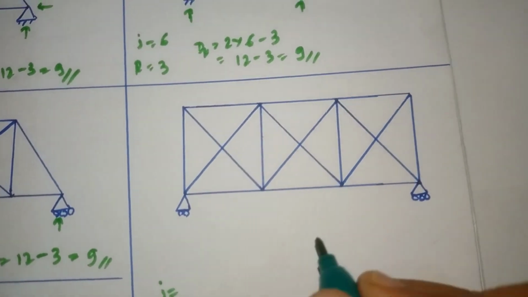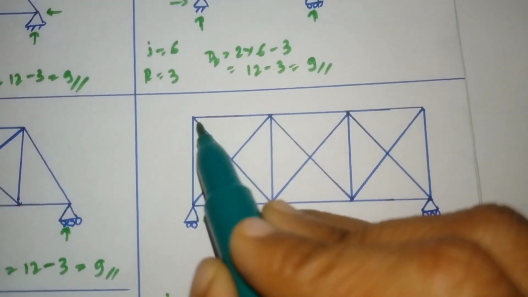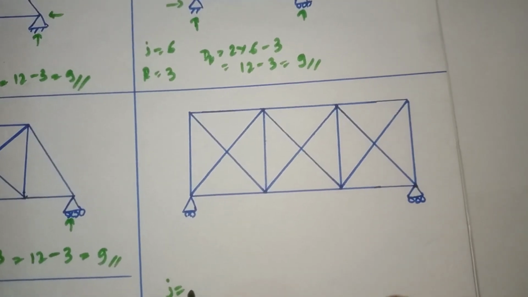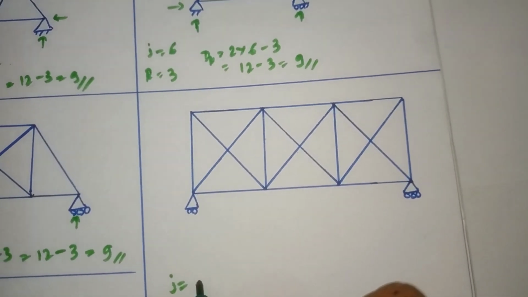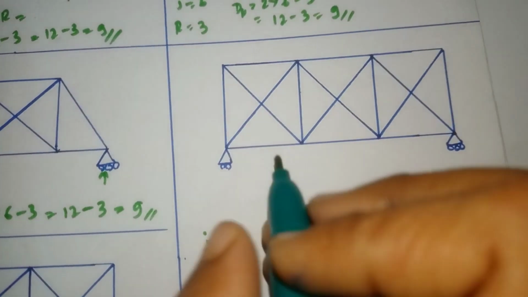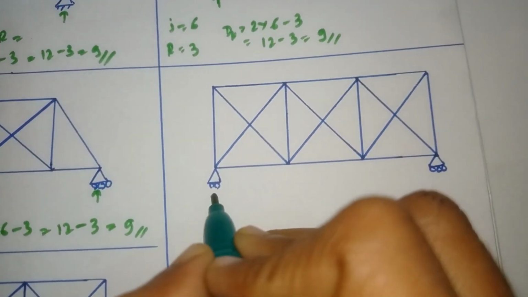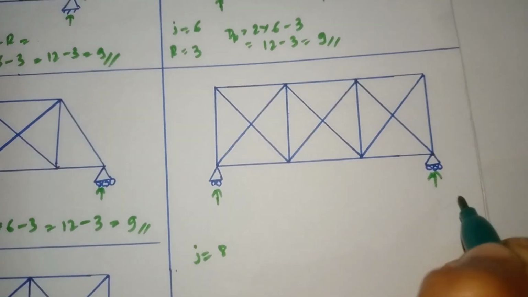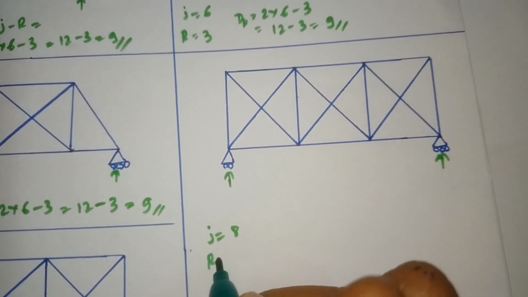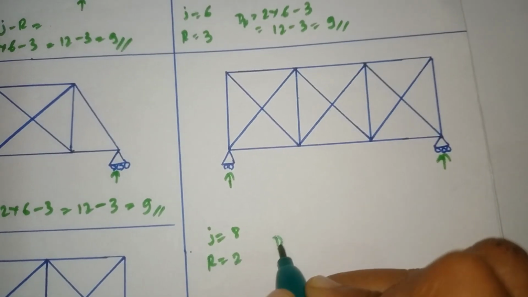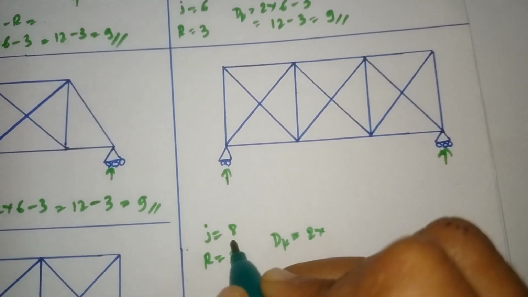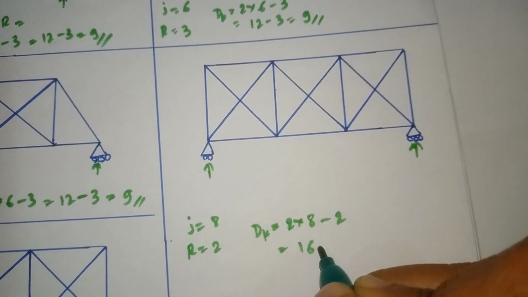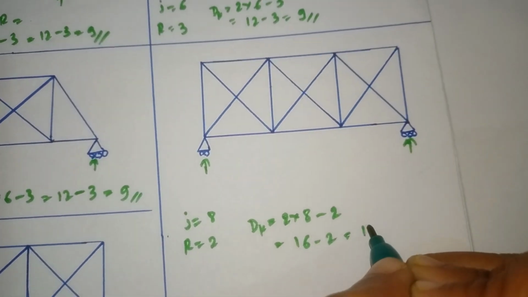So how many joints are there? 1, 2, 3, 4, 5, 6, 7, 8. The number of joints is 8. How many reactions? Here roller 1, here also a roller. The vertical reaction takes place. The number of unknowns is only 2 here. Substitute in your formula. dk is equal to 2 into j is 8, minus r is 2. 8 into 2, 16. 16 minus 2. The answer will come out as 14.